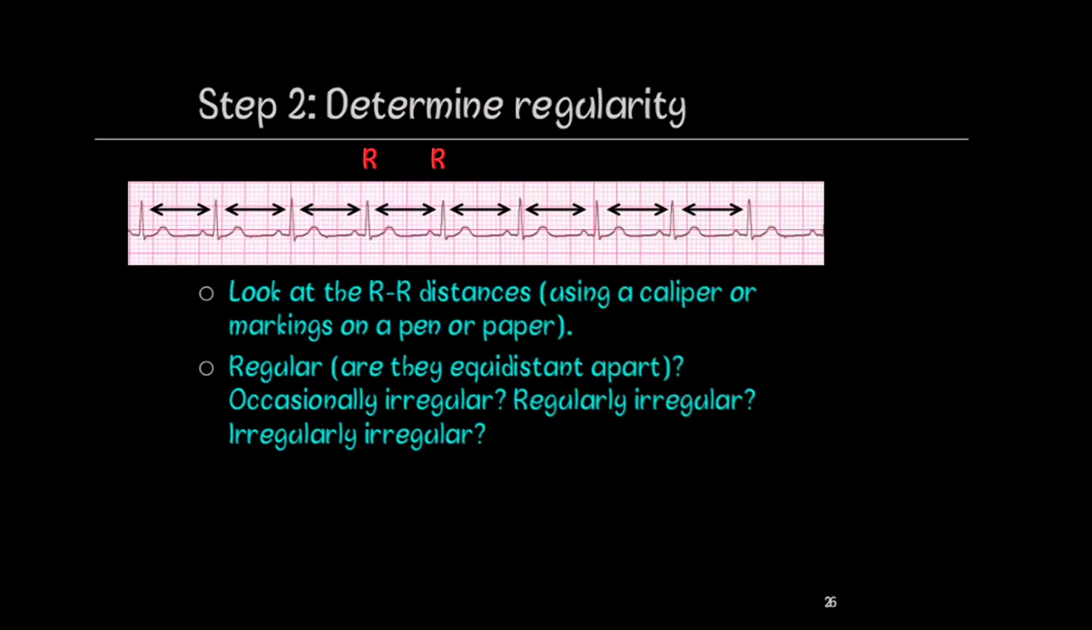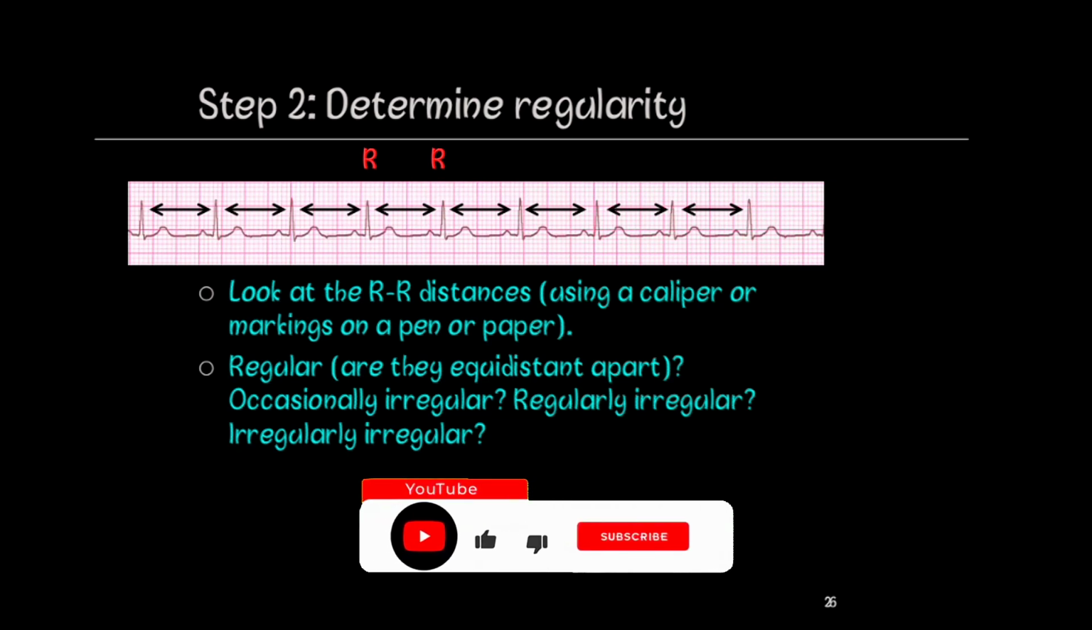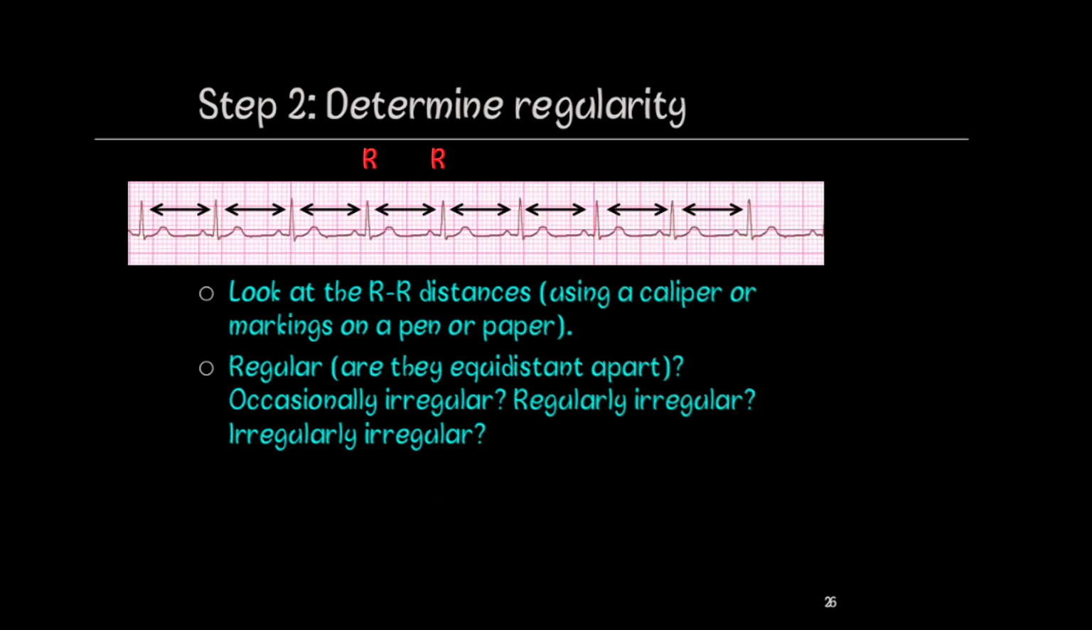What do I mean by these terminologies? Occasionally irregular means that the irregularities in the rhythm occur intermittently, that is, off and on, but not consistently. The heart rhythm is mostly regular, but there are occasional deviations. Then regularly irregular refers to a pattern of irregularity that follows a predictable or repeating cycle. For example, a regularly irregular rhythm might have a consistent pattern of irregular intervals. Irregularly irregular describes a rhythm where there is no discernible pattern or predictability in the irregularities. The intervals between the beats are inconsistent and do not follow any regular sequence.